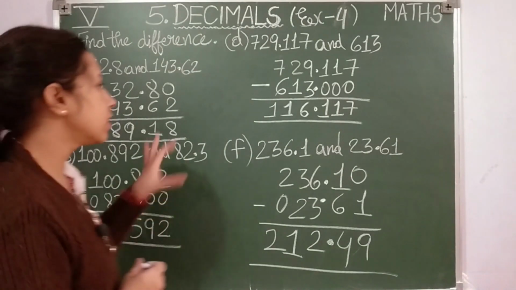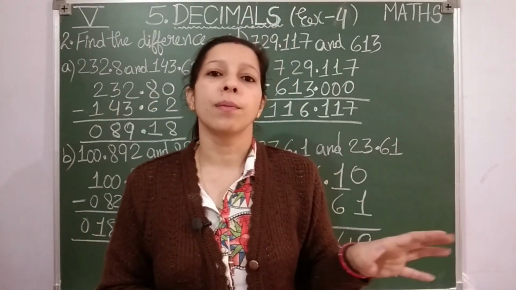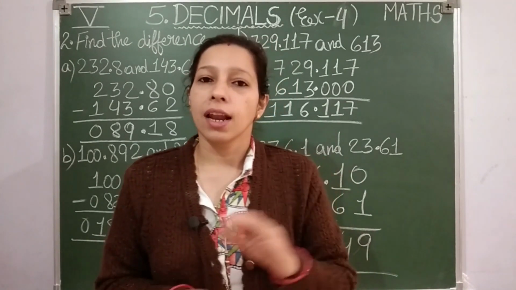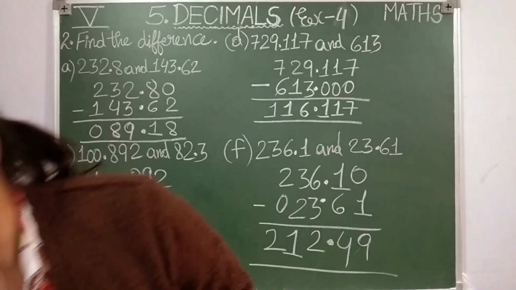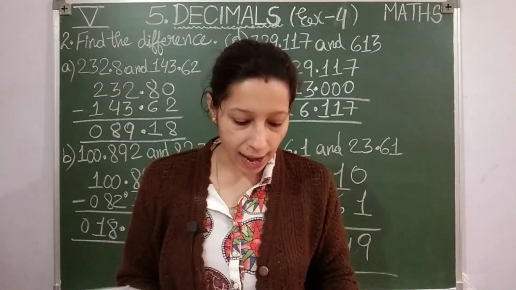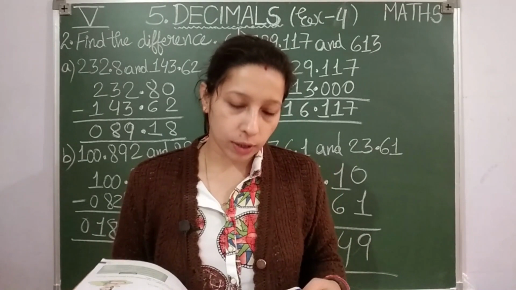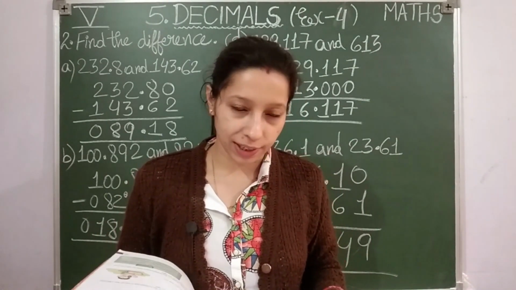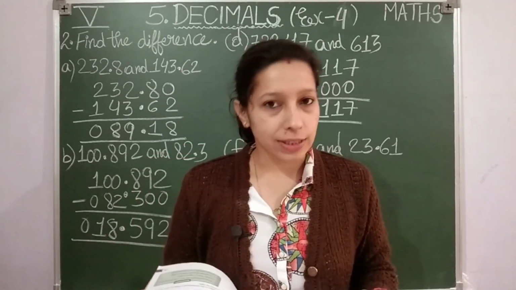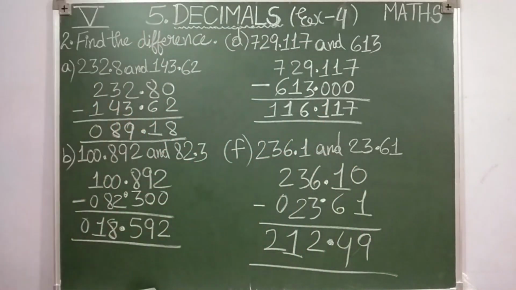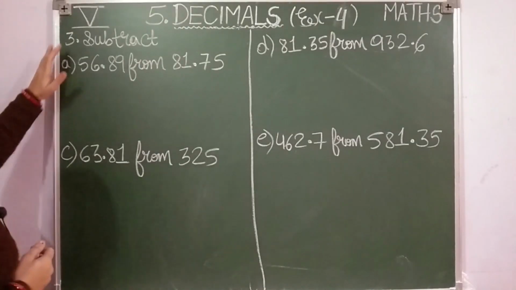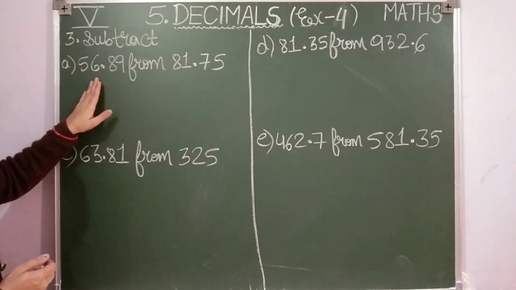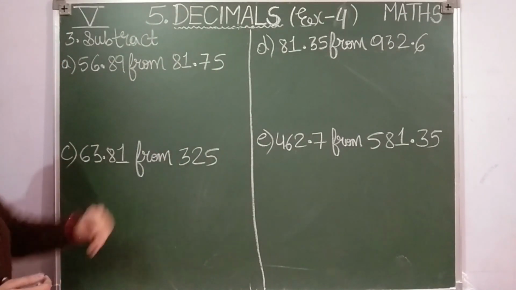So you can see, students, the trick is same as we have set the number for addition. In the same way we have set the number for subtraction, and we have found the difference. Now students, question number 3 again is subtract. Again here we are going to subtract, means again here we are going to find the difference itself. So note it down, then we will start question number 3. So students, question number 3, subtract. First point is 56.89 from 81.75.